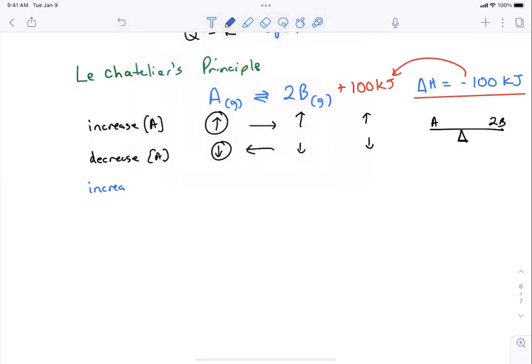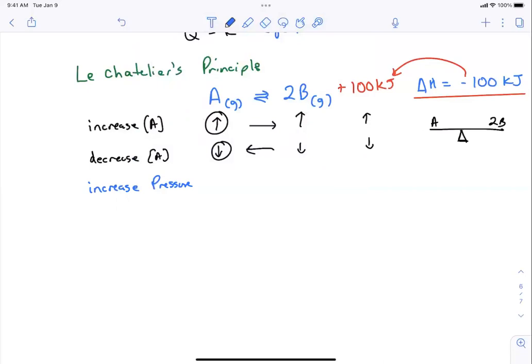Now, in this case, if I increase pressure, which side is pressure going to affect more? Oh, yeah, let me rephrase that. If I increase pressure, which side of the reaction will be more affected by the increase in pressure?